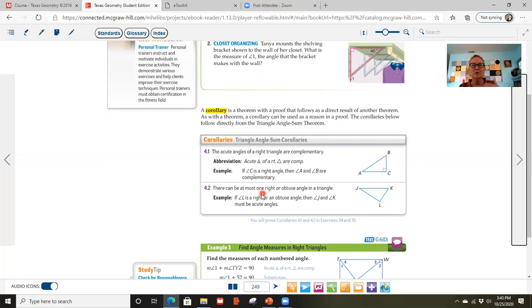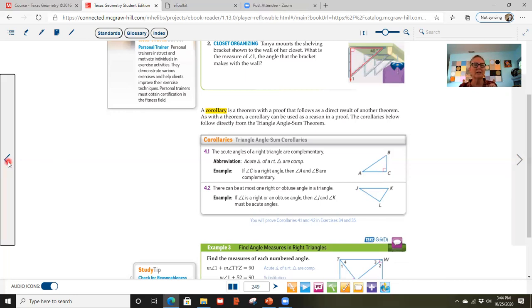The second corollary, which is an offshoot of the triangle angle sum theorem, I mentioned last time. If you have a triangle that has one 90-degree angle, you can't have any more 90-degree angles. There can be at most 1 right angle in a triangle. And the other part of it says there can be at most 1 obtuse angle in a triangle. So if angle L is obtuse or right, then J and K have to be acute angles. That's what that is.